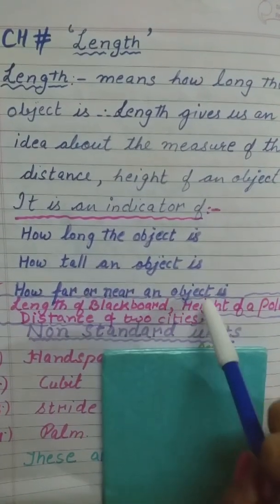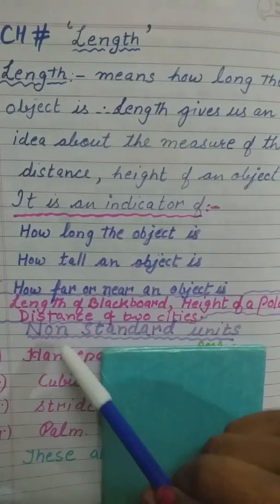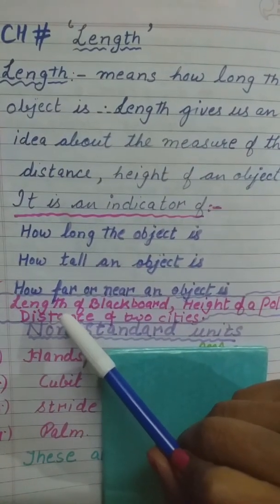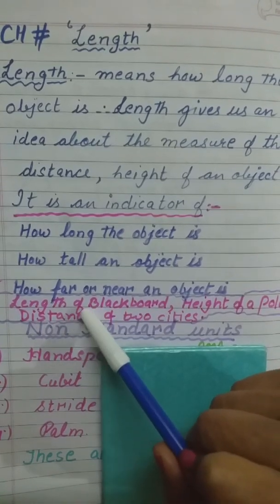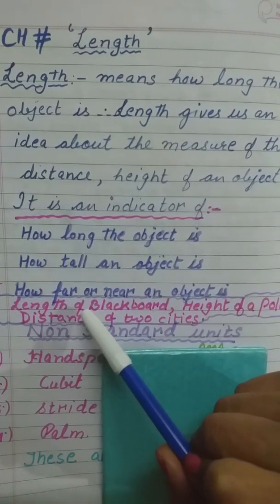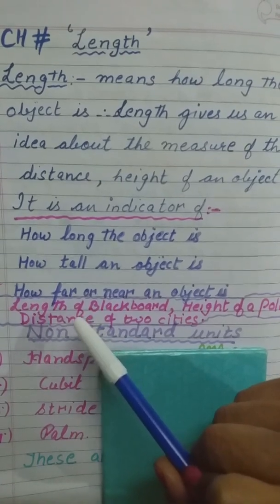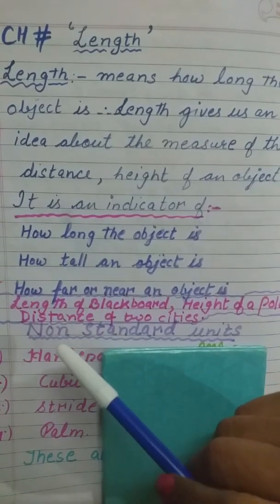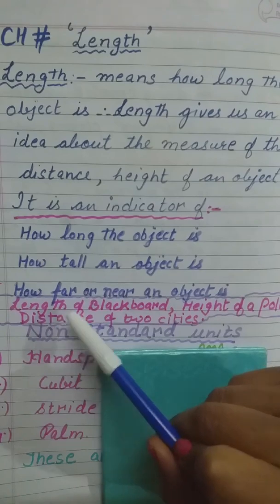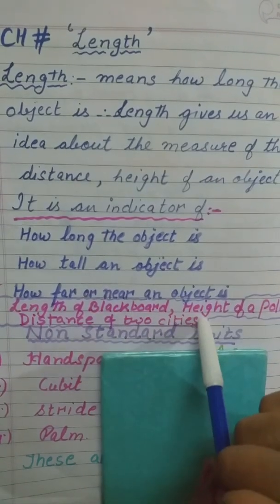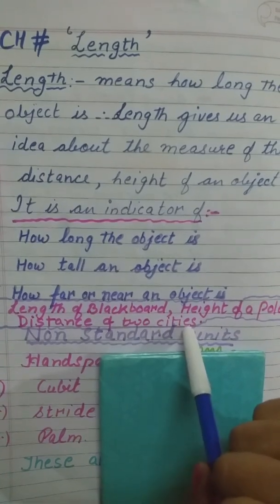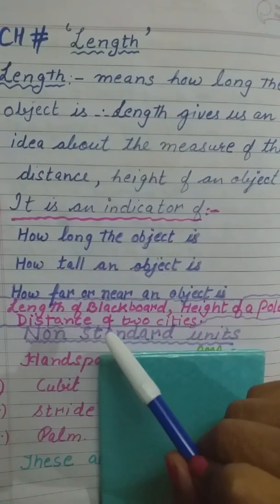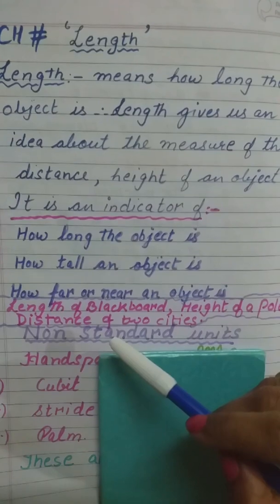near an object is. So we can measure the length of various objects we find in a classroom, or we can find the length of objects we can have in our room also. So we can measure the length of a blackboard, we can measure the height of a pole or the distance of two cities. So these all give us an idea about the length.